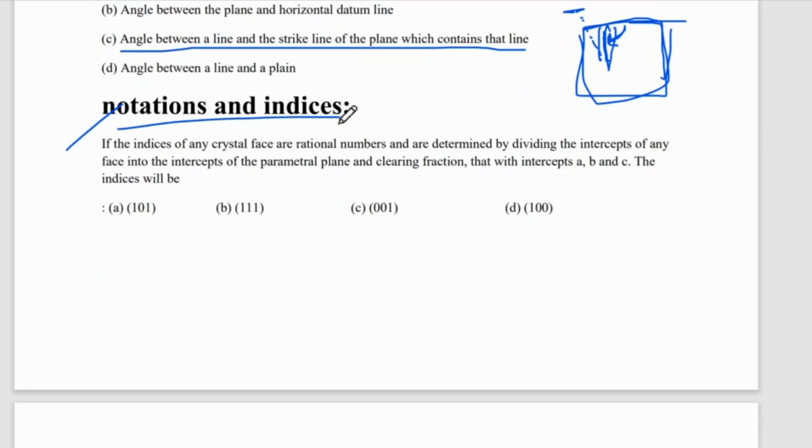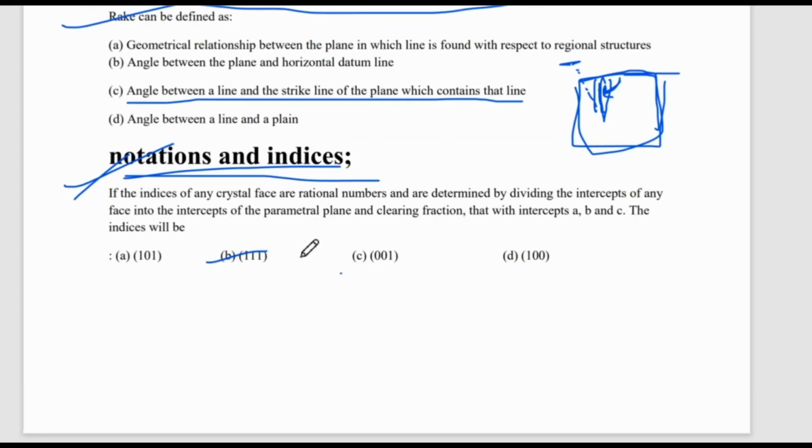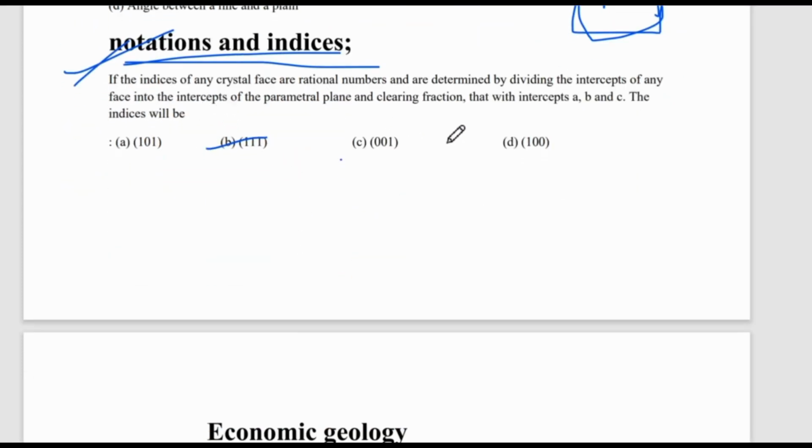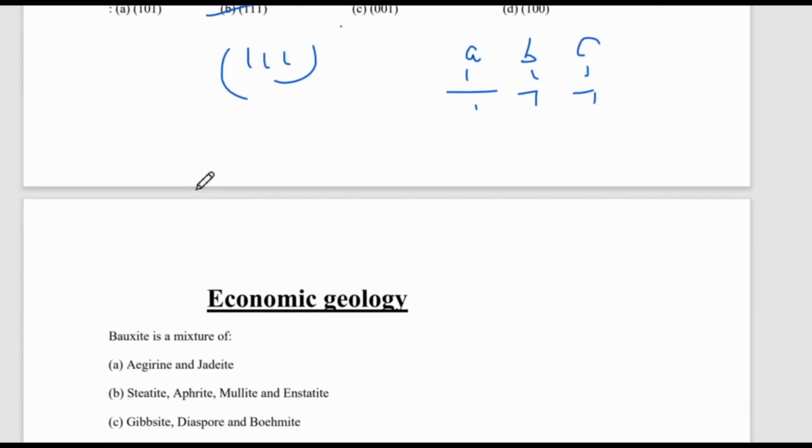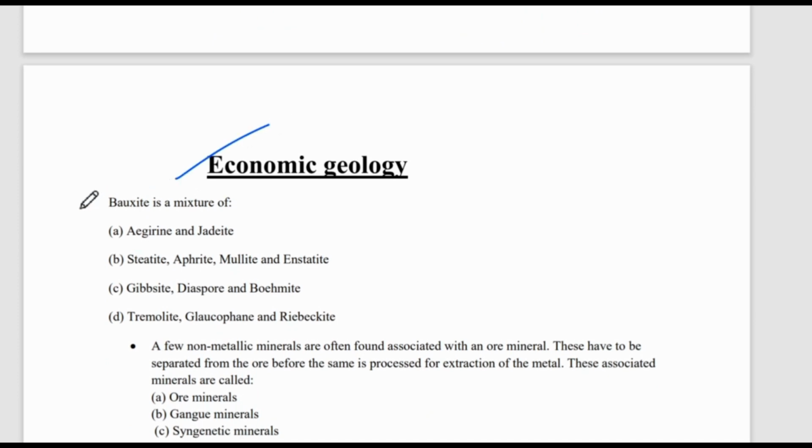Next is notation and indices. If the indices of a crystal face are rational numbers, so it is very simple. They are saying it is a, b, c. Okay, so it is 1 1 1, and you will take the fraction out of it, then it will again become 1 1 1. Then you will make this symbol, which you will study in your crystallography. Next one is economic geology.